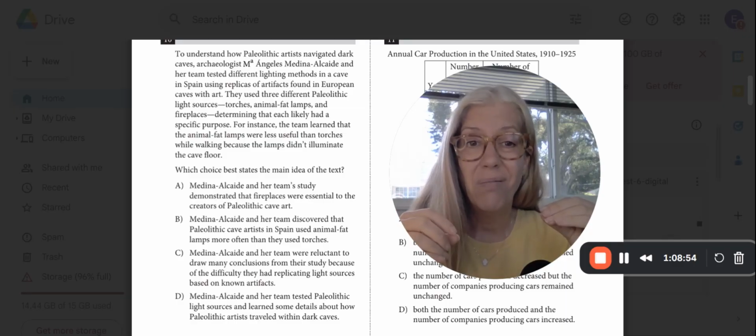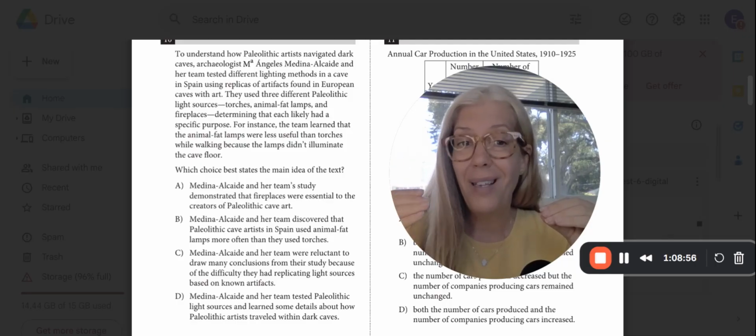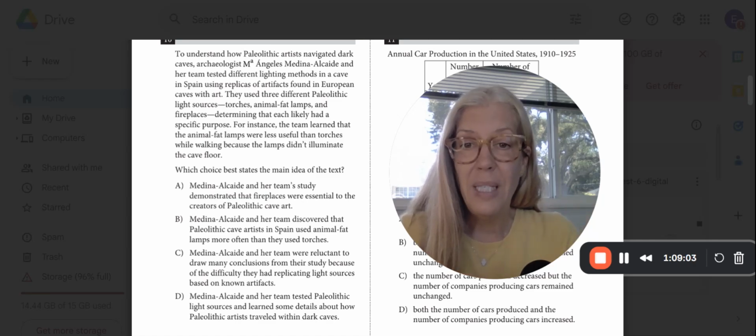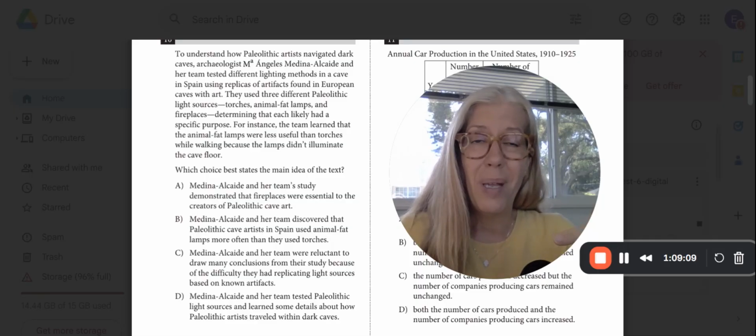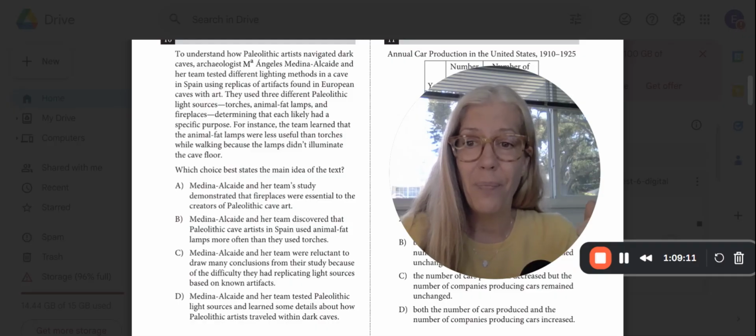That's kind of it, right? It was mostly about testing light sources in dark caves. Let's stick with that one, okay? So A, Medina and her team's study demonstrated that fireplaces were essential to the creators of Paleolithic cave art. That's way too specific for it to be a main idea answer. We're going to get rid of A.